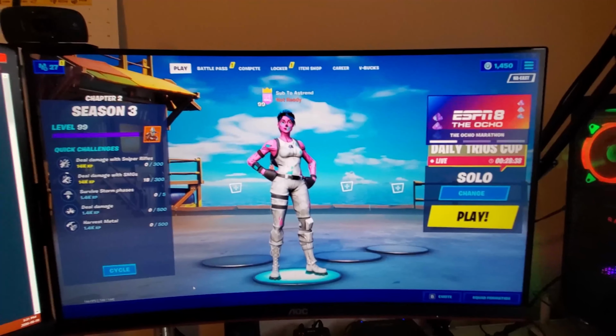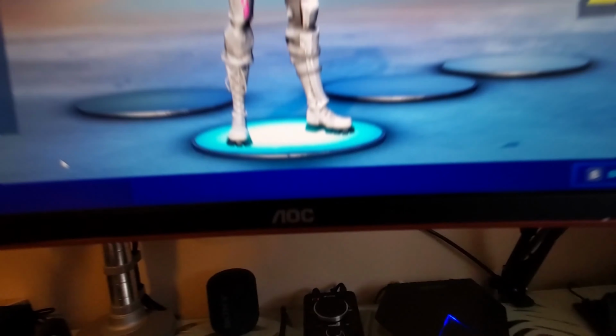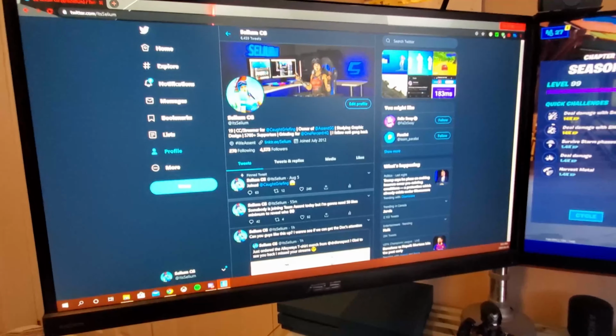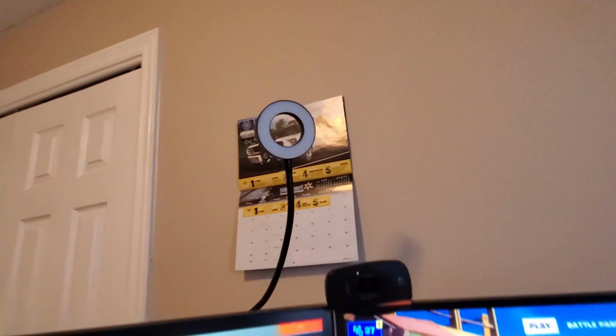So other than that, we have my monitor, which is a 144Hz AOC monitor, as you can see. And then we also got this one on the left side. It's an ASUS 60Hz monitor. It's pretty dope. We got a little ring light over there. Boom.